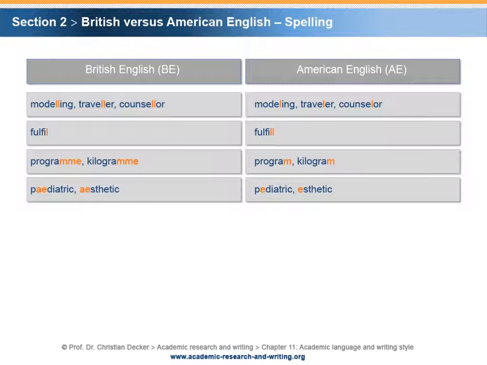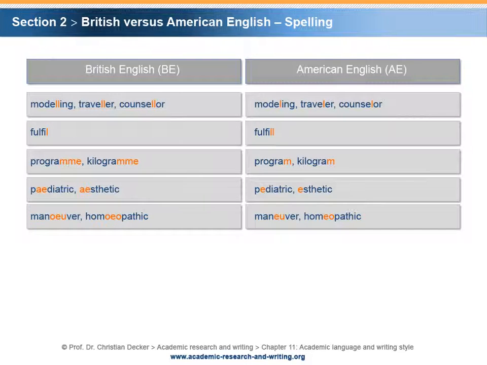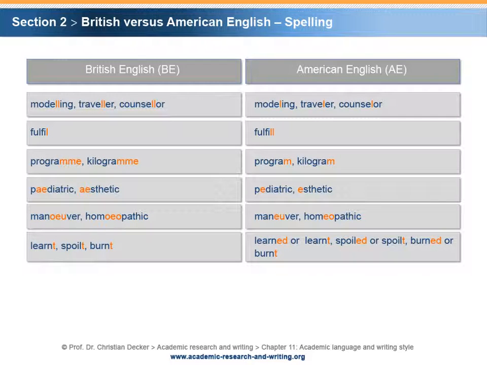Umlauts are sometimes spelled in a simplified way in American English, as seen in the words pediatric and aesthetic, as well as maneuver and homeopathic. In British English, the past simple, respectively past participle of verbs as learn, spoil, or burn is spelled in the irregular form ending in T. In American spelling, the regular form and the irregular form are possible. That is, learned or learnt, spoiled or spoilt, burned or burnt.